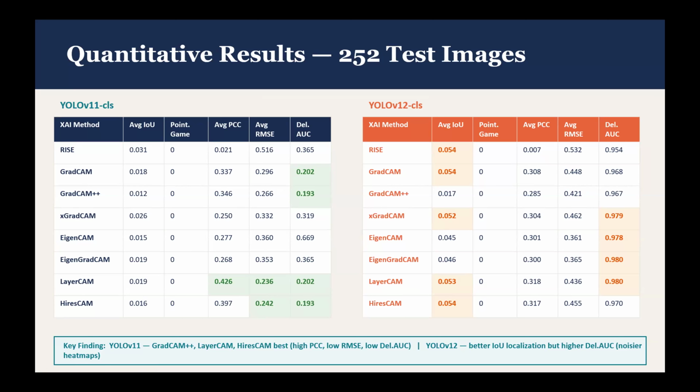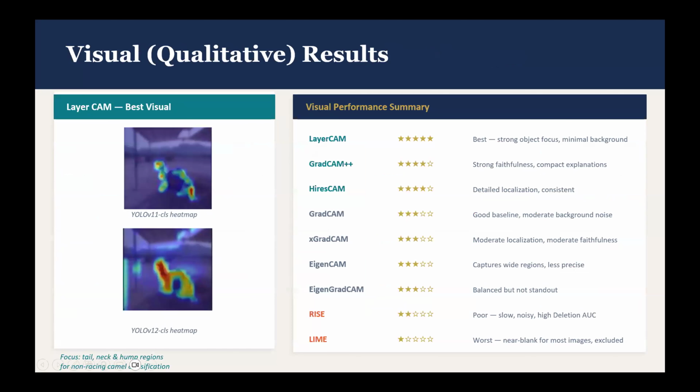Regarding the comparison between each and every XAI method, we found that GradCam, LayerCam, and HiResCam perform best with YOLO V11 because they have the lowest error and the best faithfulness. YOLO V12 performs with better localization, but deletion AUC, as you can see, shows that our predictions are noisier, which is also correlated with the higher average IOU. This is the best method so far.